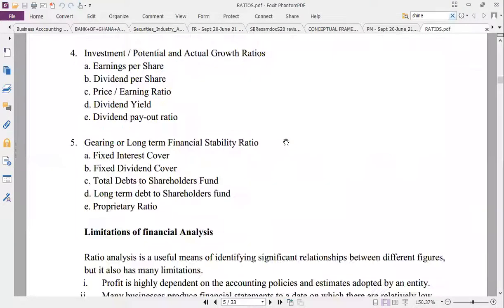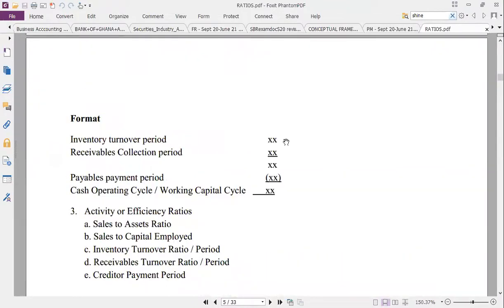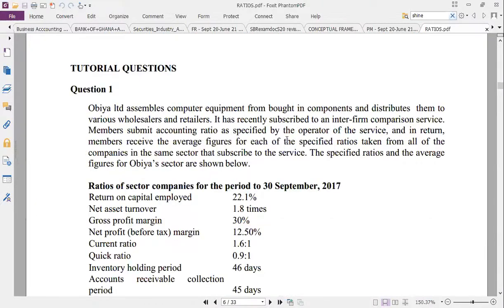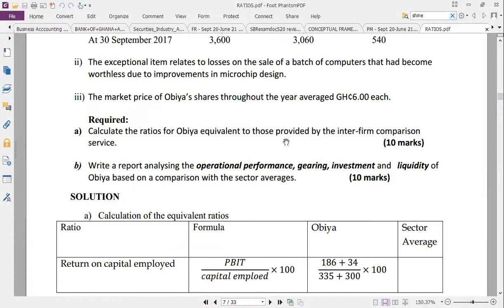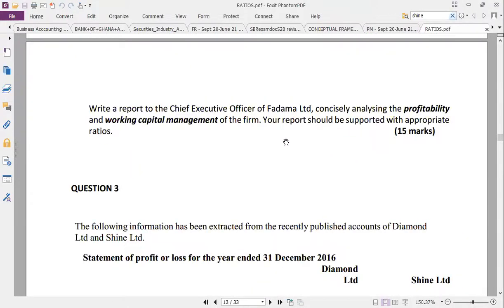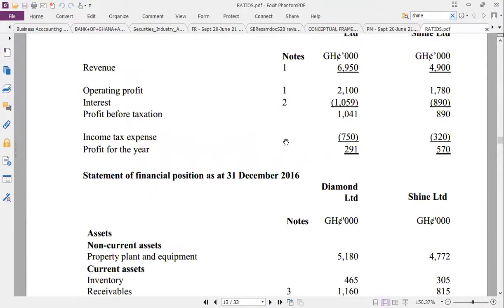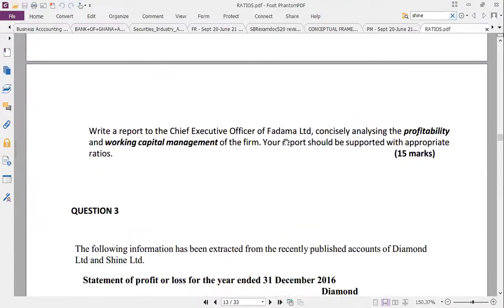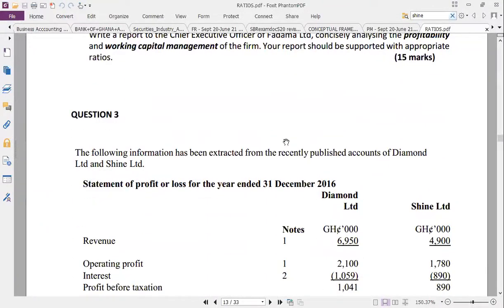It means that in the handouts you have all the ratios mentioned there, right? That means you can go through them. Diamond and Shine is, I think, question 4 or question 3. That's question 3, Diamond and Shine. Let's go straight to the requirement to avoid deviation.